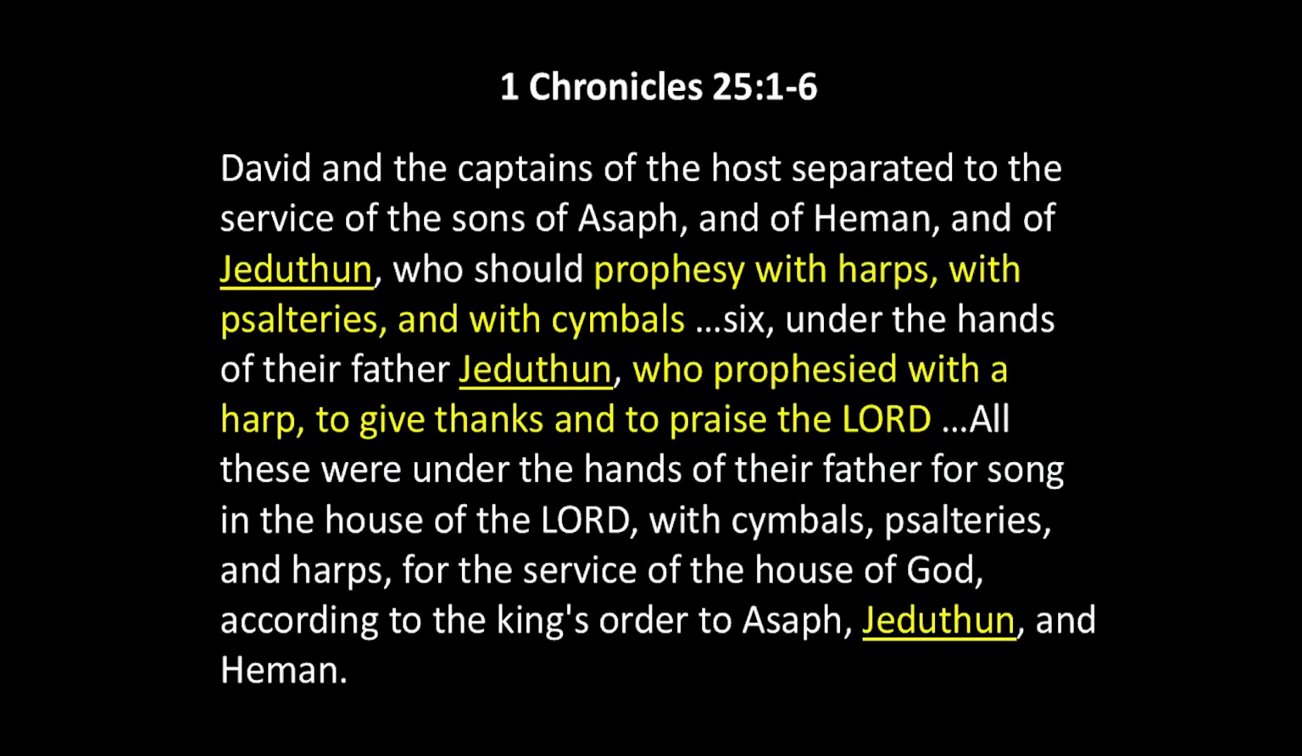Look now. There were 6. These were the sons of their father Jeduthun, who prophesied with a harp and gave thanks and praise to God. And then it goes on, mentions Jeduthun again down at the end with the cymbals and psalteries and harps for the service of the house of God. These instruments that were used in the Old Testament worship did not just accompany the worship, they were part of the worship. God told them to do this.